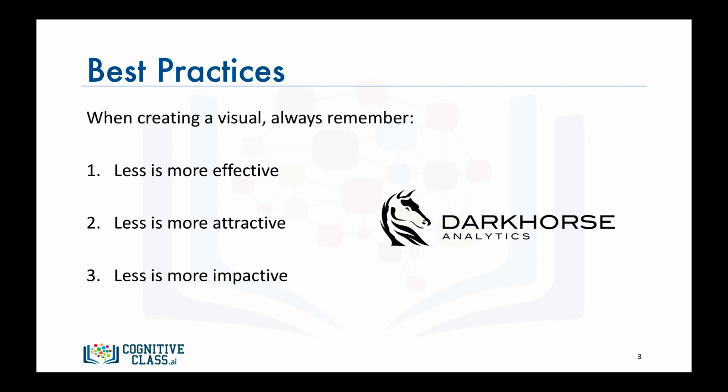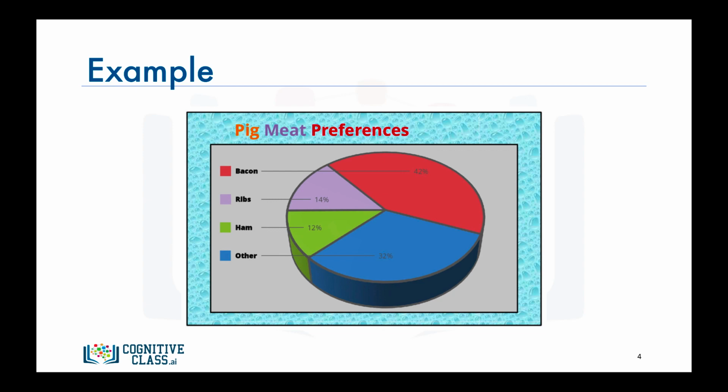In other words, any feature or design you incorporate in your plot to make it more attractive or pleasing should support the message that the plot is meant to get across and not distract from it. Let's take a look at an example. So here's a pie chart of what looks like people's preferences when it comes to different types of pig meat. The chart's message is almost half of the people surveyed preferred bacon over the other types of pig meat.